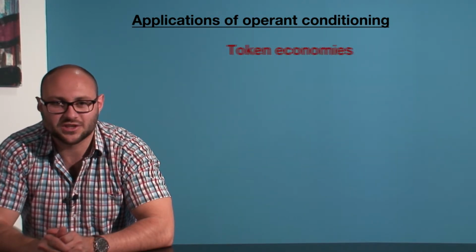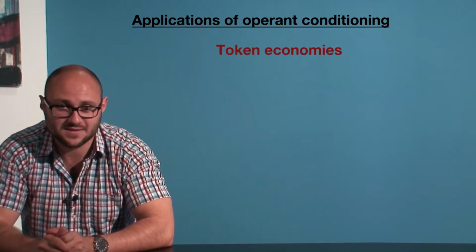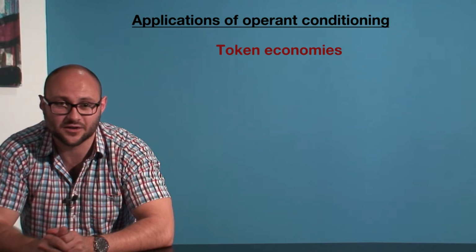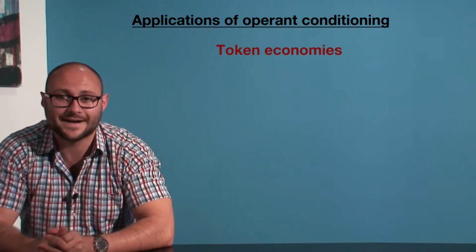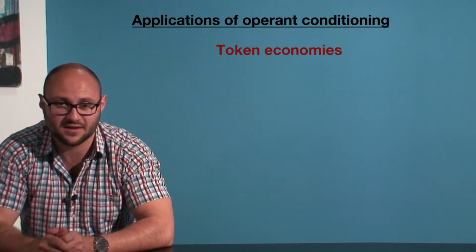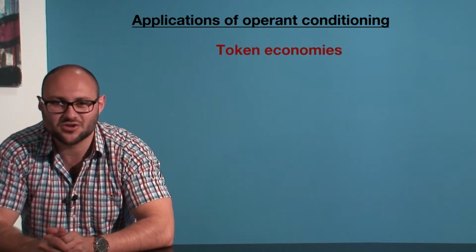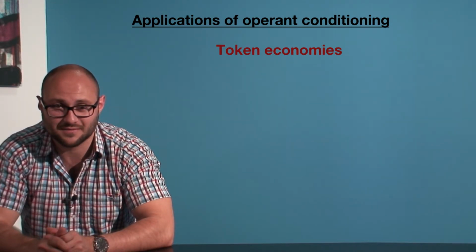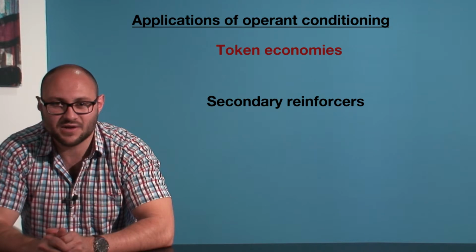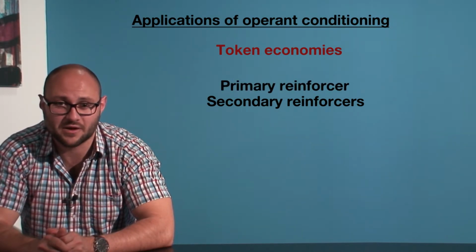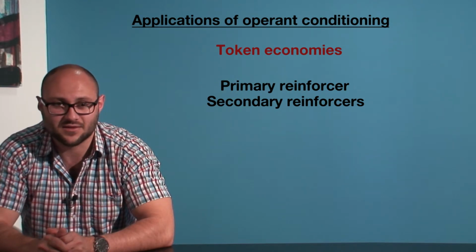The other application of operant conditioning is token economies. In token economies, physical tokens or other symbolic items are earned for performing the desired behaviour. Later on, the tokens can be traded for something of value to the participant. The tokens are referred to as secondary reinforcers. Whatever the tokens end up being traded for is the primary reinforcer, as it is the thing that is actually motivating the behaviour.